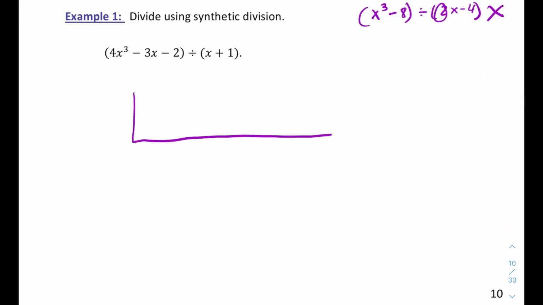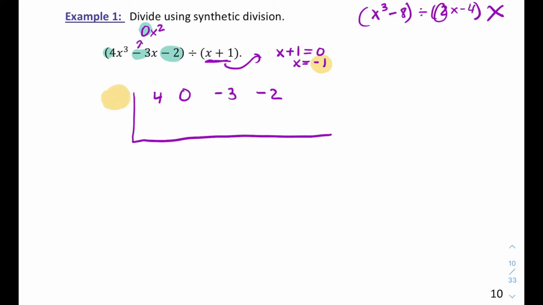Now that warm-up we did, we could have used synthetic division on, so I'm going to show you how it would have gone using synthetic division. So first you go ahead and put in any placeholders that you need if you skip any powers of your variable, and write down those coefficients. So I'll have 4, 0, negative 3, and negative 2. And now I'm going to figure out what makes the factor that I'm dividing by equal to 0. So negative 1 would make that factor equal to 0.